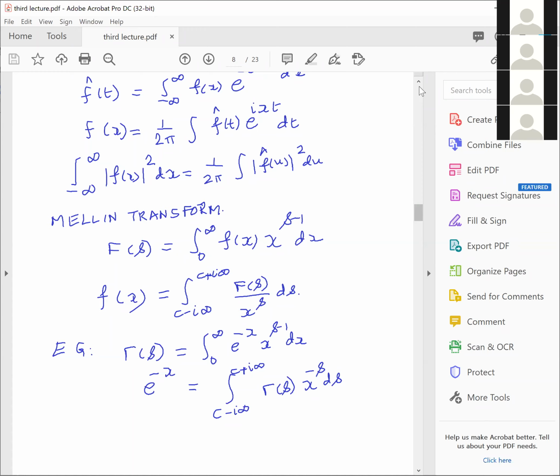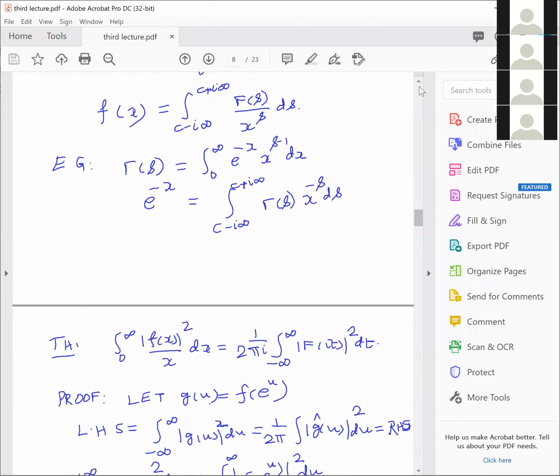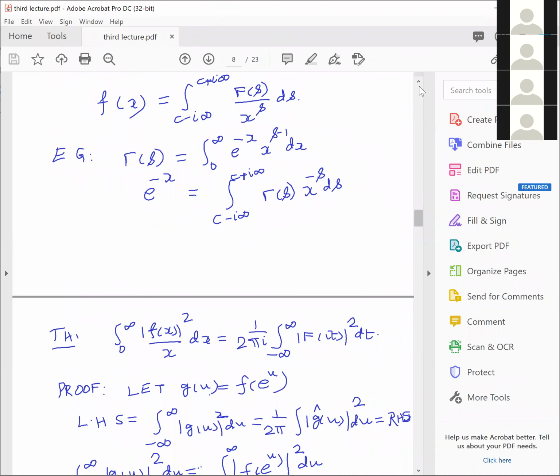Okay. Therefore, this is a Mellin transform and inverse Mellin transform, and then I want to know whether there is something like a Plancherel formula or Parseval's formula in the case of a Mellin transform, because for the Fourier transform we had it. There is a formula which connects f and f hat, and similarly we want to know whether there is a similar formula for the Mellin transform which connects capital F and f. And that is this theorem: the integral from 0 to infinity of mod f(x) whole squared dx/x equal to 1 over 2 pi times the integral from minus infinity to plus infinity of mod F(it) whole squared dt.